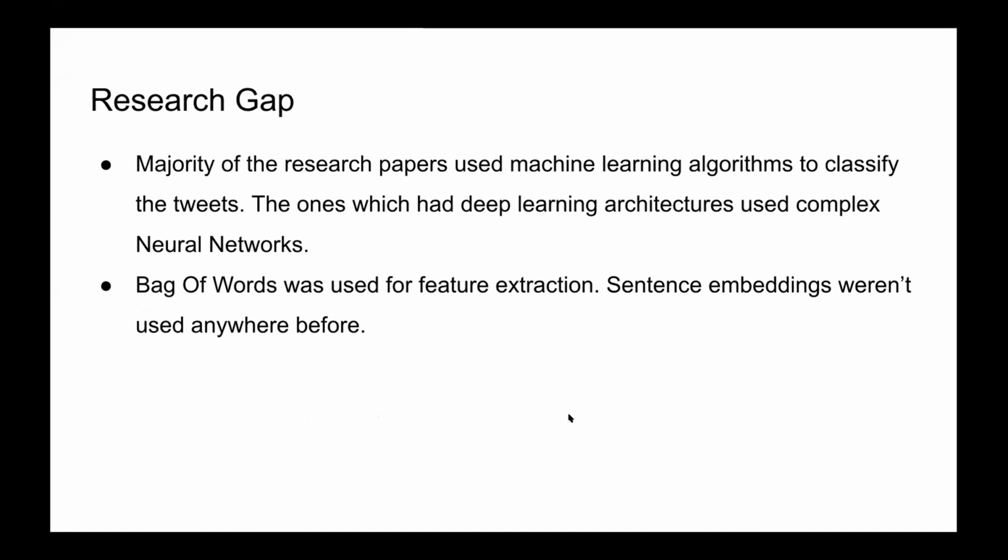Out of all the papers we went through, we found the following research gaps. The majority of the research papers used machine learning algorithms such as naive Bayes and support vector machine, SVM, to classify the tweets. The ones which had deep learning architectures used complex neural networks, and their performance was not up to the mark. Most of the papers used bag of words for feature extraction, and in none of the papers were sentence embeddings used, though sentence embedding can be quite fruitful in such models. So we have tried and implemented sentence embedding in our model.